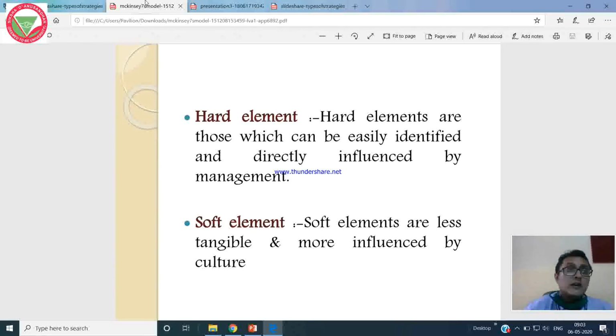Because again, if we ask what corporate culture means, the way the business and the company operate tells you about the culture of the company. The words, the belief, and the trust shown by the top level management, the mid level management, and the lower level management, the way they function, the values they share, the ethics they share, all jointly form the culture of the company. So these soft elements are less tangible, or say intangible, and more influenced by the company's culture.